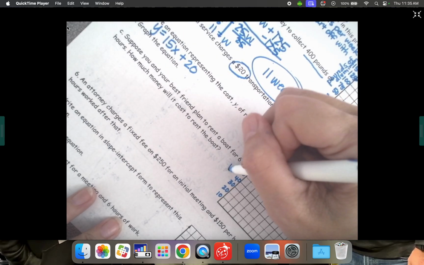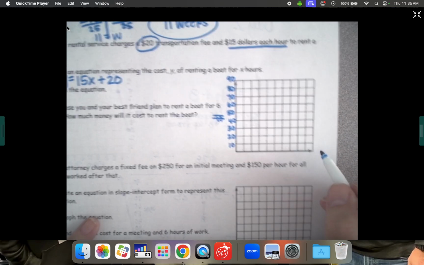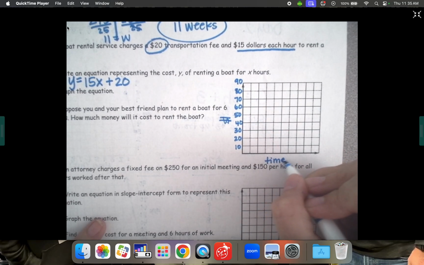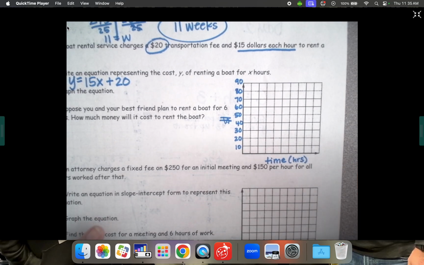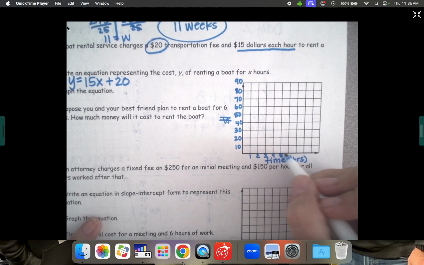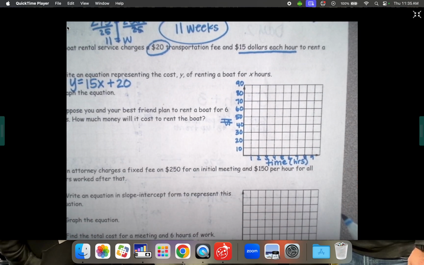Money, if you ever have money, it's always on the y-axis. And if you have time, which is hours, it's going to go across the x-axis. So this is going to be time in hours. 1 hour, 2 hours, 3 hours, 4, 5, 6, 7, 8, 9. If I'm going too fast, by the way, you guys can absolutely push pause and catch up. I know I numbered those really quickly.